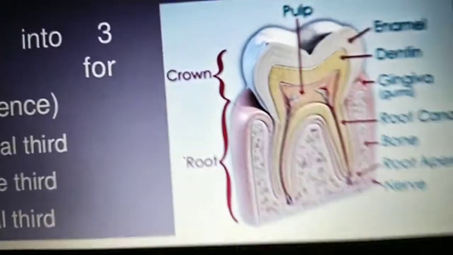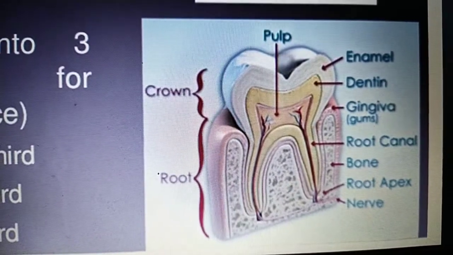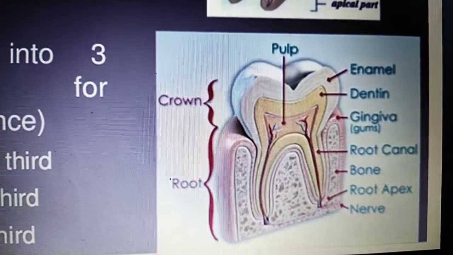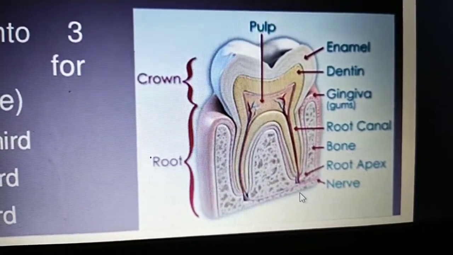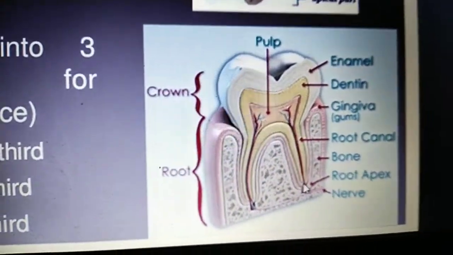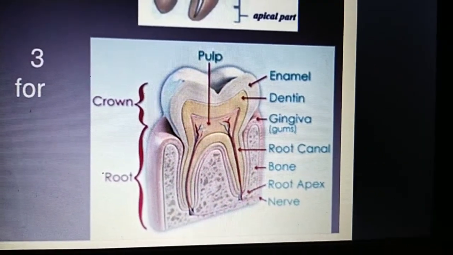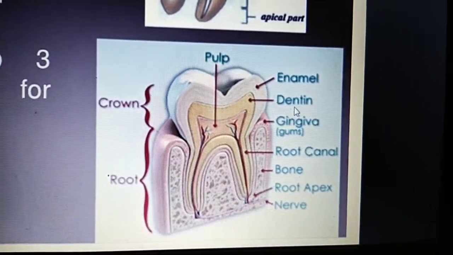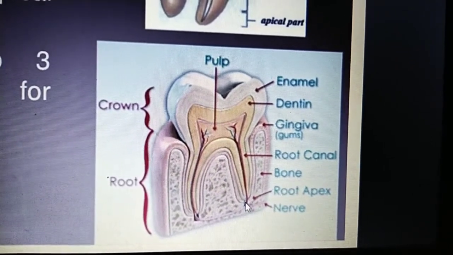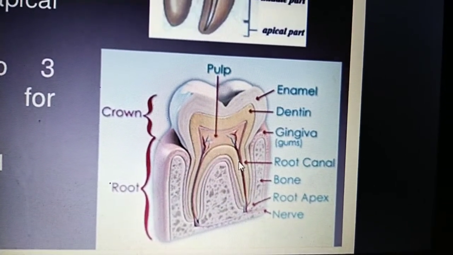You can see this also in the pulp cavity. The apex of the root is the apical part of the root canal. Nerves and blood supply enter by one foramen at the apex of the root, and that foramen is the apical foramen. By that, nerves and blood supply happen.